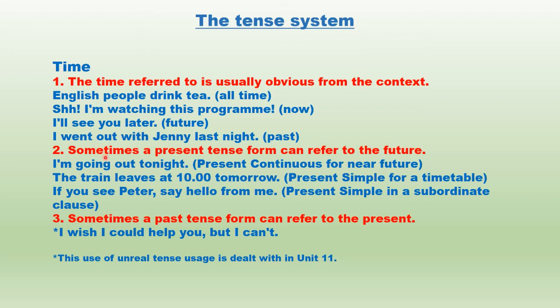Sometimes a present tense form can refer to the future. For example, I'm going out tonight. The tense is present continuous for near future because I used tonight. The train leaves at 10 tomorrow. So this is present simple for a timetable. Tomorrow means something will happen in the future, but I used leaves, a present simple verb. But from the context of this sentence, I understand that this will happen in the future.